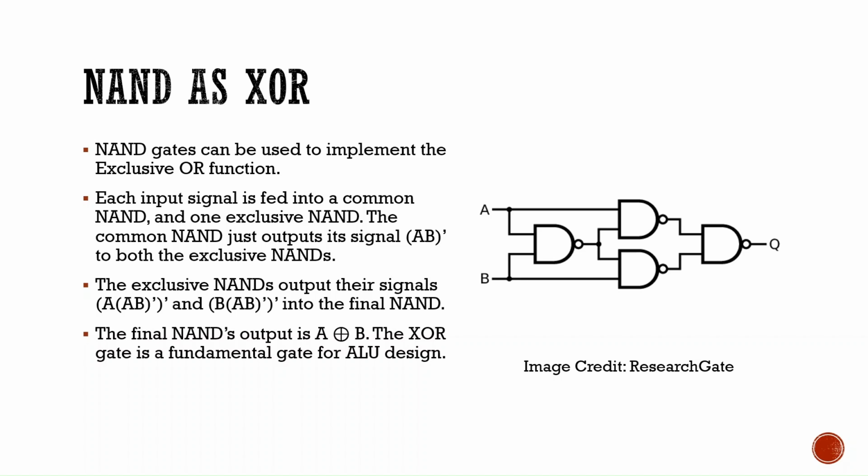So the exclusive NAND gates output these signals, A into (AB) bar, whole bar, and B into (AB) bar, whole bar, into the final NAND, you get the vision. The final NAND's output is A XOR B. The XOR gate is a fundamental gate for ALU design. We will see that in the upcoming episodes if I do make one.